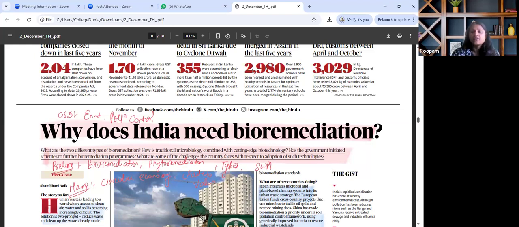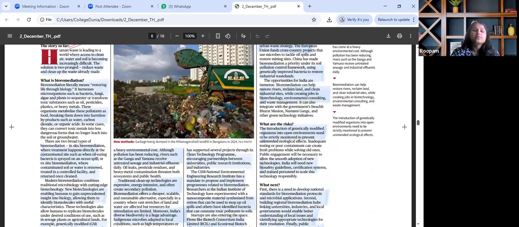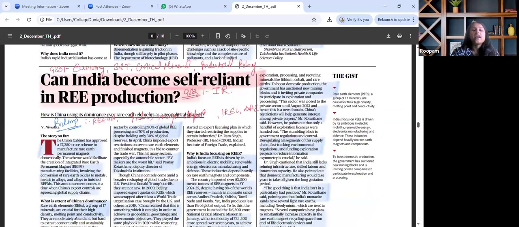The last important article for the day that is worth reading in today's paper is about whether India can become self-reliant in REE production, that is, rare earth elements. It is relevant for GS Paper 3, economy, science and tech, and critical mineral industrial policy; also relevant for GS Paper 1, geography, under the theme of resources and world resources; and also GS Paper 2, international relations, with regard to China and its worldwide dependence for REE.